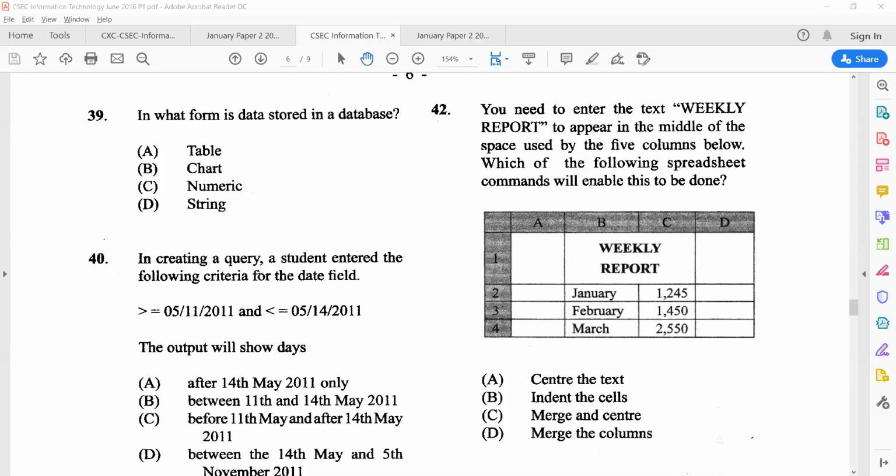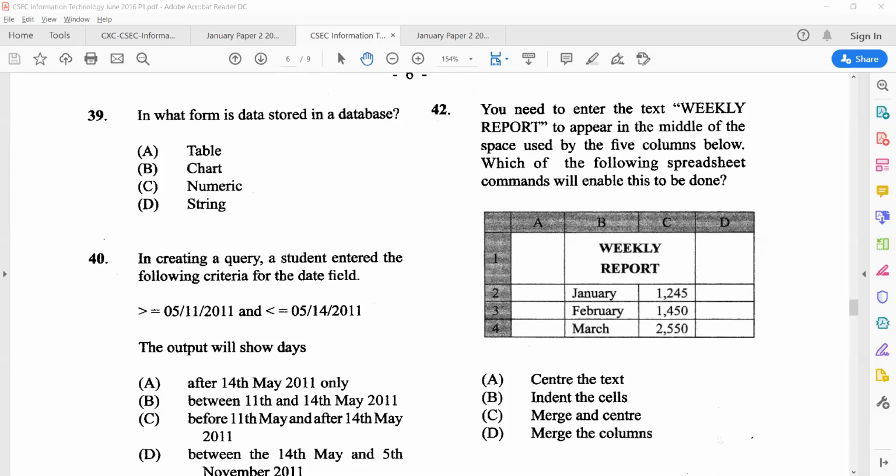Yeah, some quick answers coming in. Now, interesting to note, right? So you have table and charts which are like objects, and then you have numeric and string, which is more like data types. So from your experience, in a database, you can store numbers and you can store text, right? So both of them are like data types. So those 2 answers are out.